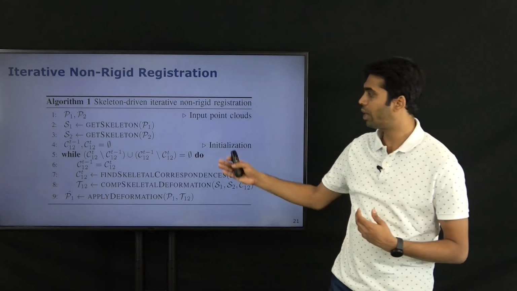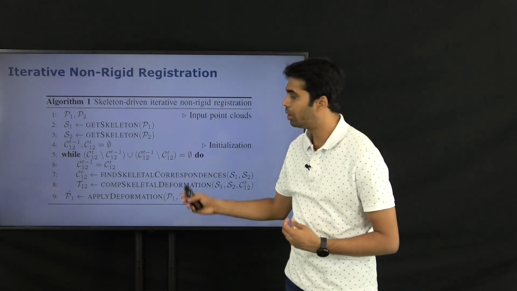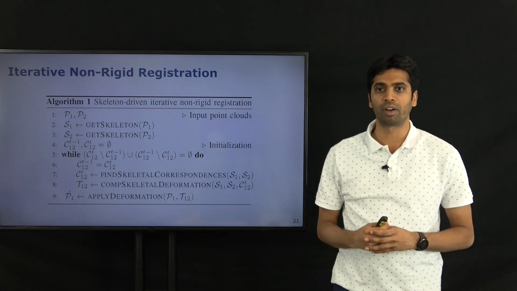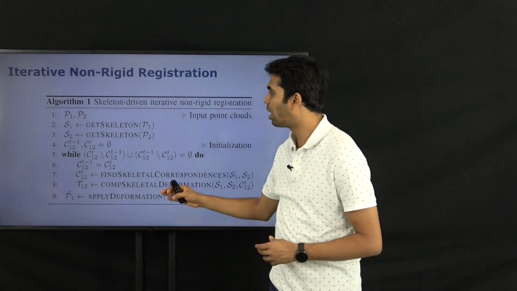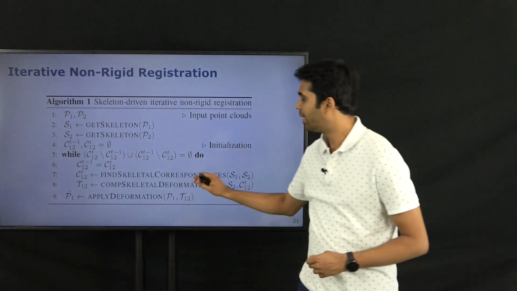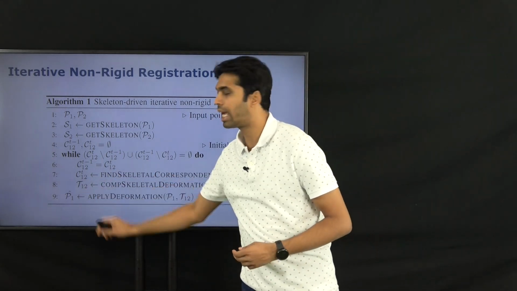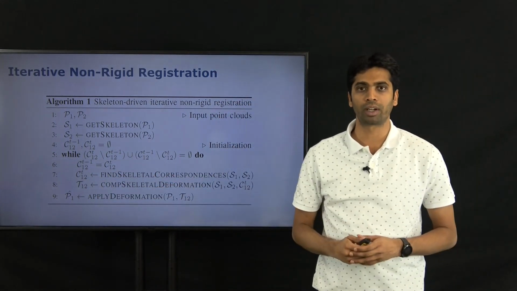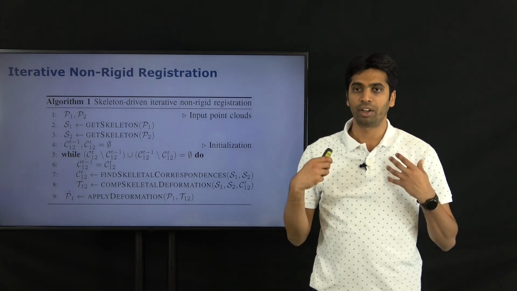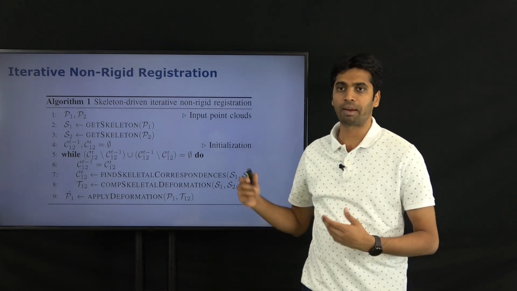So in a way, this is quite similar to the iterative closest point algorithm. And once we come out with our deformation parameters, we then extend it or apply it to the entire point cloud to obtain the deformed point cloud. So this is the iterative non-rigid registration scheme that we have come up with till now.